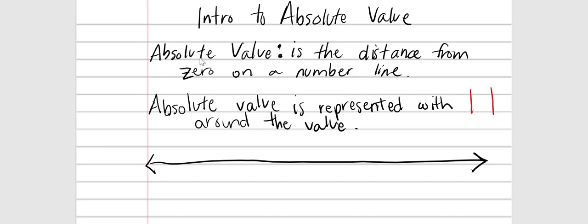So creating our number line, again, you want 0 in the middle, arrows on the ends, and we're going to go from -5 to +5.